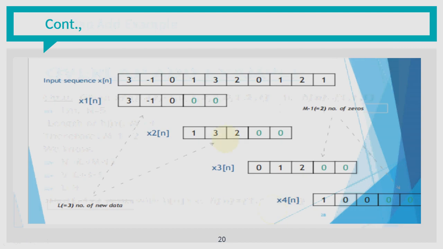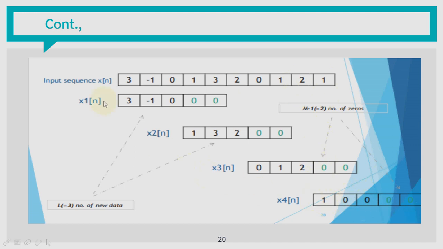Make the blocks. x1 of n: take the L samples from the sequence, 3, minus 1, 0, and 2 zeros are padded. x2 of n, the next 3 input samples, that is 1, 3, 2, and 0 0. Next x3 of n, the next 3 samples 0, 1, 2, and next 2 zeros should be padded. M minus 1 zeros should be padded. The next samples are 1, 0, 0, and 2 zeros are padded.